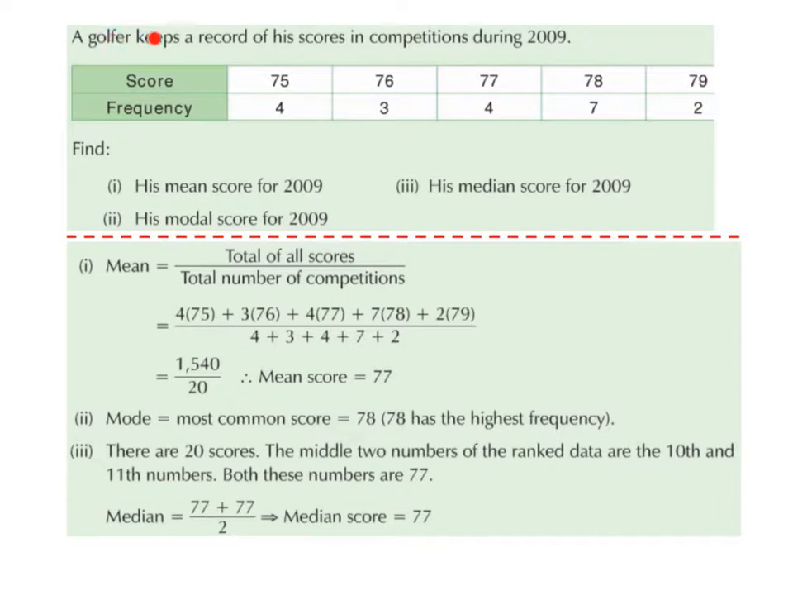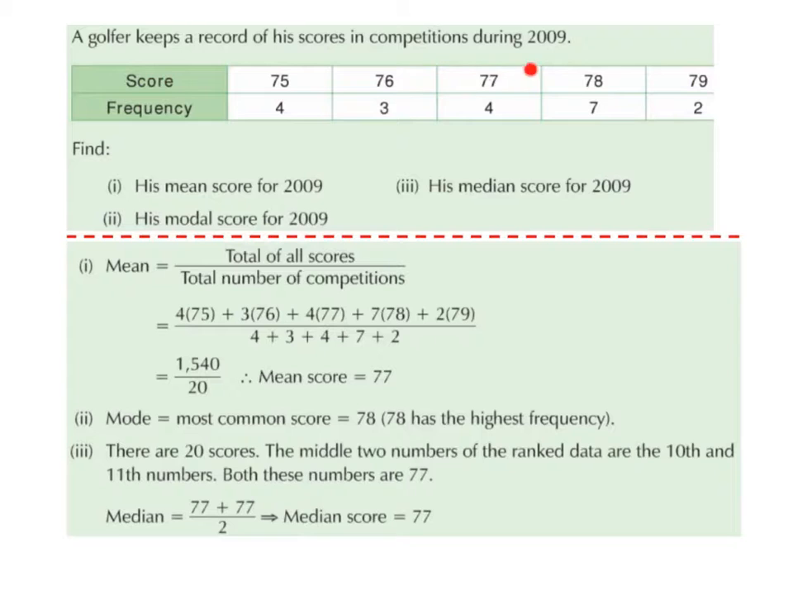A golfer keeps a record of his scores in competitions during 2009. He scored 75 4 times. He scored 76 3 times. He scored 77 4 times. He scored 78 7 times. And he scored 79 2 times.